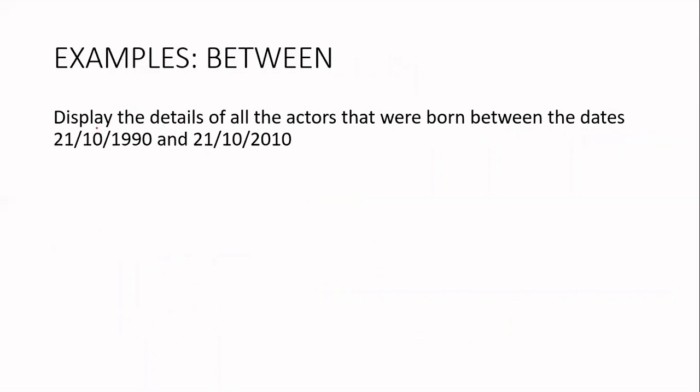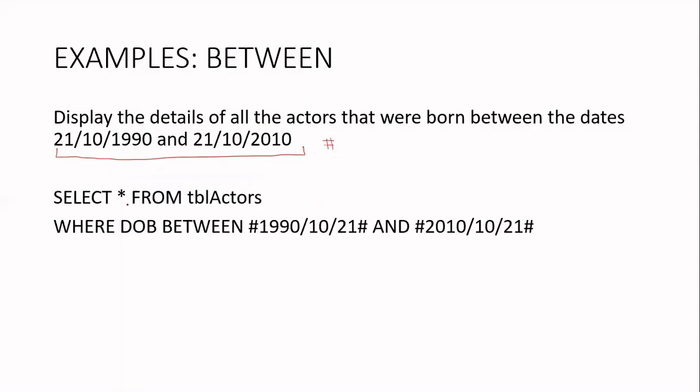Another example where we could use between, display the details of all the actors that were born between these dates. Again, the minute we're working with dates, you should be thinking immediately, I need to enclose these dates between a hash. So we select star from TBL actors, we're checking the date of birth, that is the date field, between, and we have the first value and we have the second value. Both are dates and both are enclosed between the hash characters.